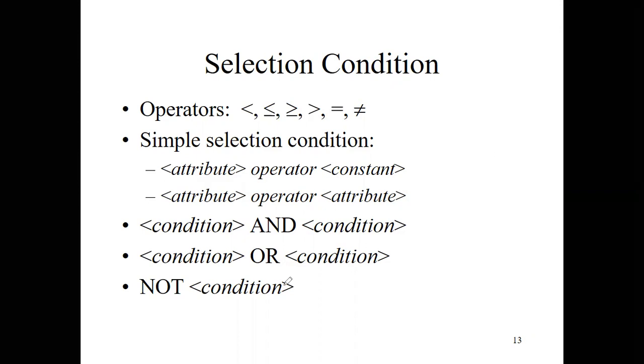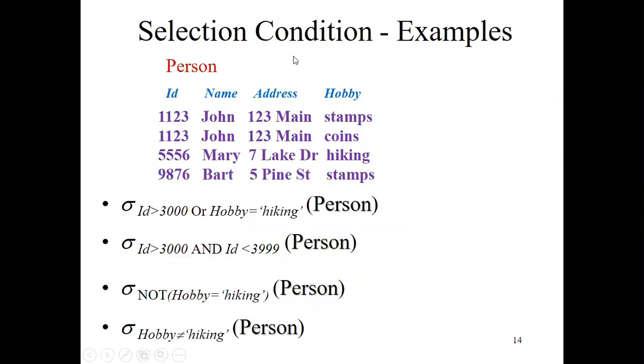Next, we move on to some examples of this. You can see here the selection condition. Let us take one relation called person, with the following attributes: ID, name, address, hobby, and a set of tuples. Here we are representing the hobby of each person. We are using more than one condition with comparison operators.